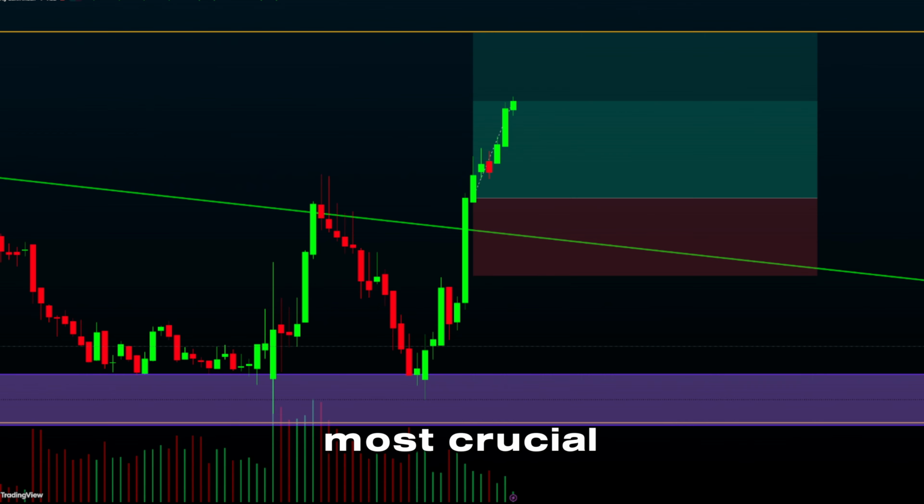Touch 3, the setup. This is the most crucial touch. After finding support in the demand zone, the price returned to the trend line for the third time. The rejection and volume: the price was initially rejected at the trend line, leading to a small pullback as described in the commentary. However, this third rejection failed to produce a significant sell-off back towards the demand zone.